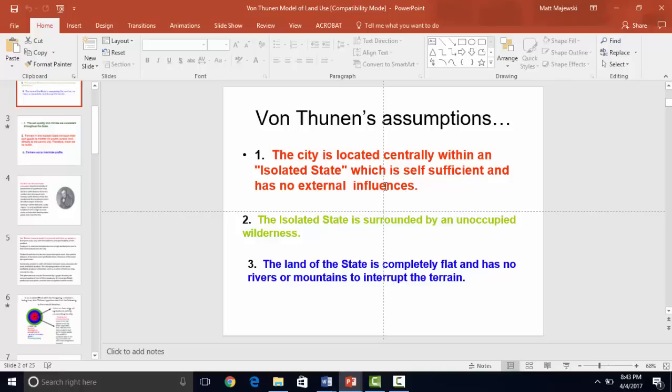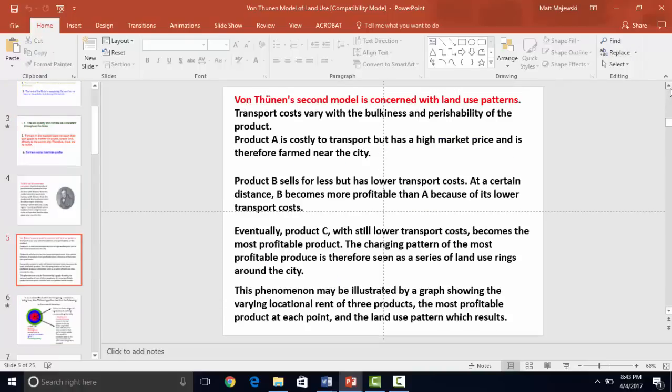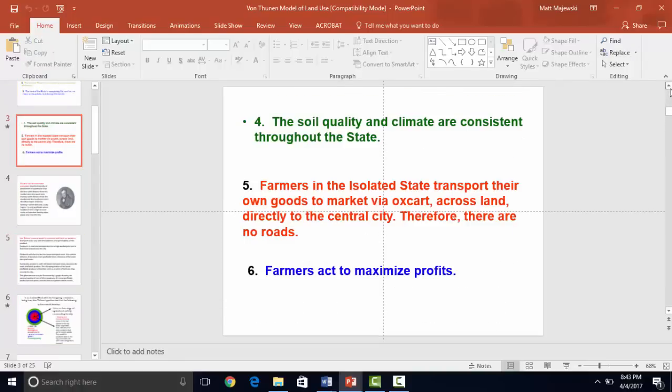It's all the same flat land. We know, obviously, there's no place in the world that has those characteristics. But for the sake of his model, these are the assumptions that he made. Assumption number four, remember, the soil quality and the climate are going to be the same throughout the country, throughout the state.